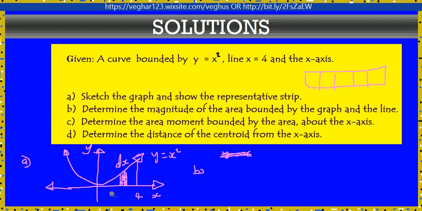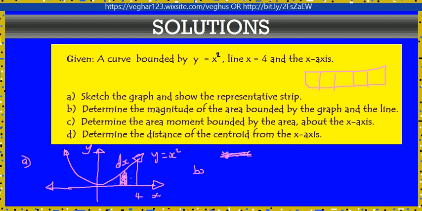So number B, this is a graph, this is a strip. These are the boundaries that they tell you about. The x-axis, y is the graph, which is this one. Then the line x equals 4, and the x-axis. So this is the axis. So we are looking at this area. This area is the one that we are looking at because we are told about the boundaries. So you draw the graph and then you check the boundaries where they want it to be.